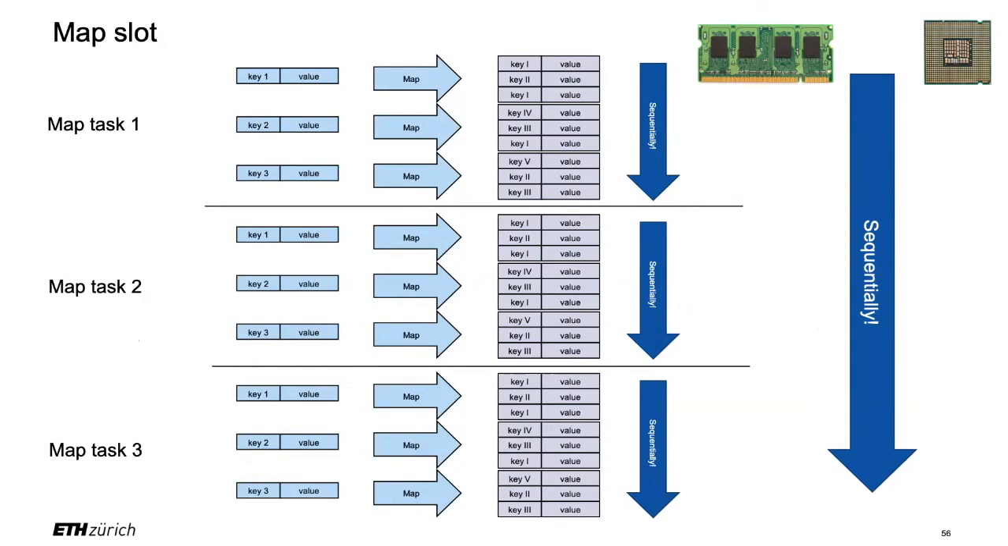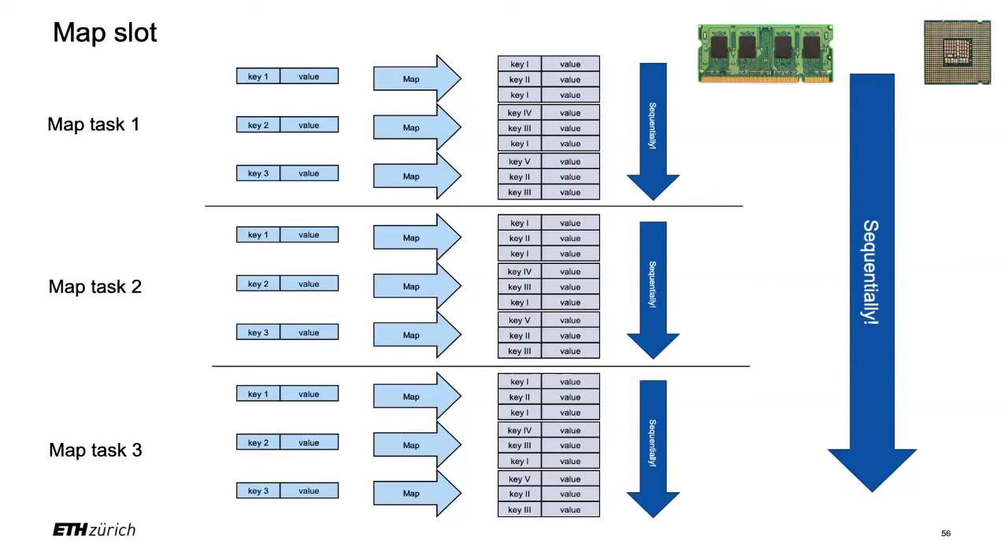Okay. Now, when people say mapper, maybe they don't mean map function. Maybe they do not mean map task. Maybe they mean map slot. The map slot is a computer resource that is responsible for executing map tasks. So a slot is basically one task at a time.